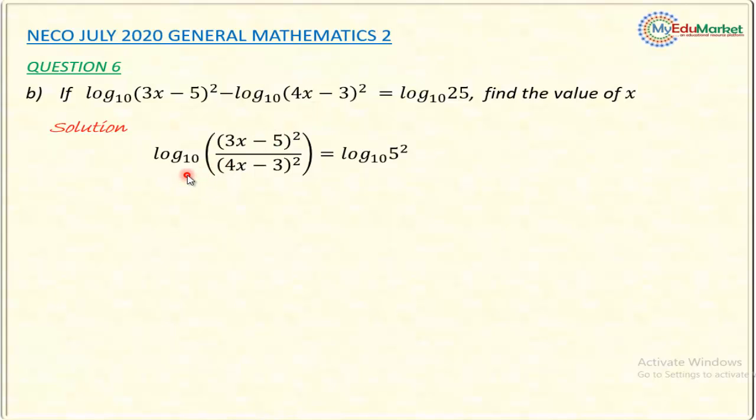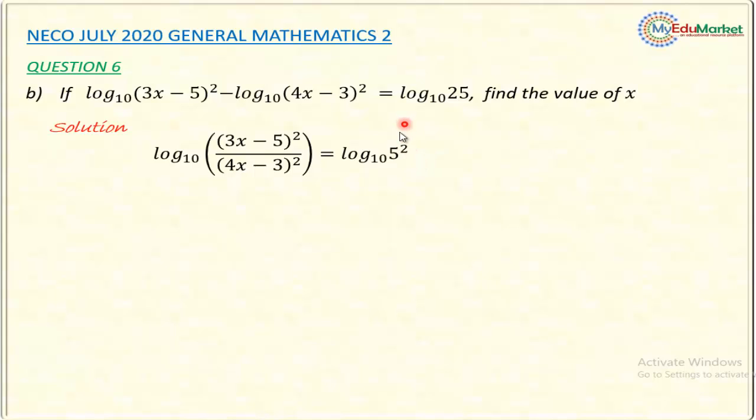So I factor log to base 10 out, then I have a very big bracket, then I have 3x minus 5 whole squared divided by 4x minus 3 whole squared. This is what the law of logarithm says. Then coming to the right hand side, log to base 10 of 25. That 25, reduced to index form, changes to 5 raised to the power of 2. I continue. You can see I have log to base 10 on the left hand side of a single fraction, equals log to base 10 of another single number.